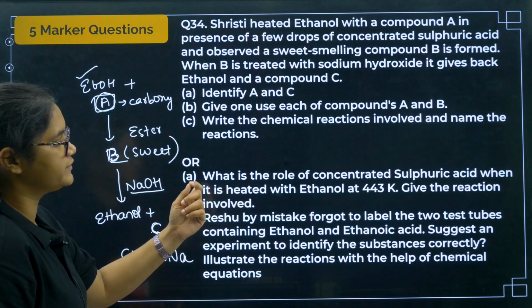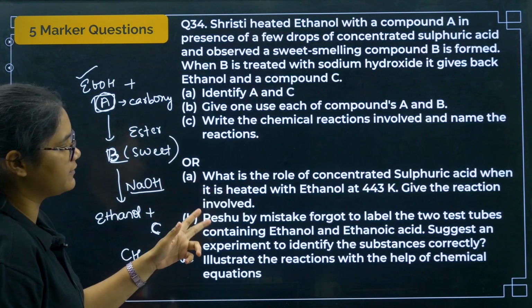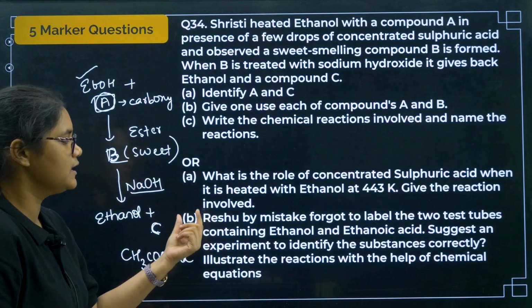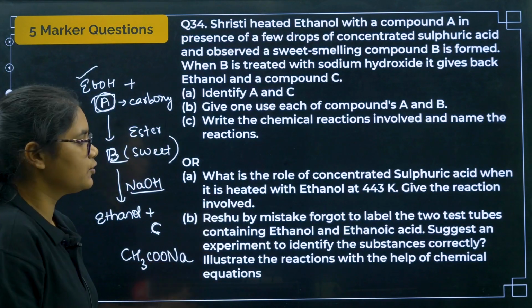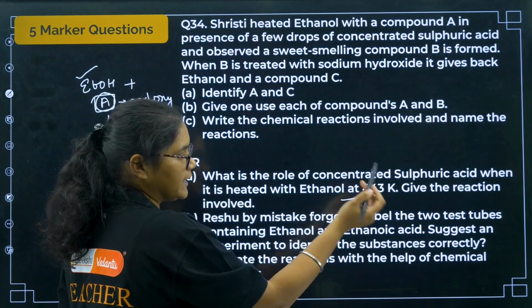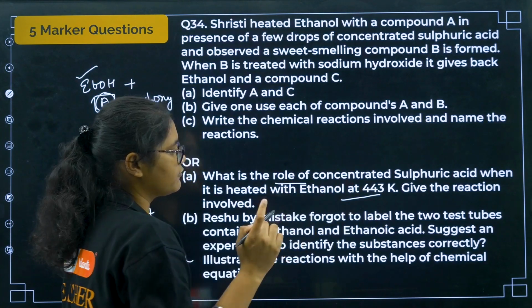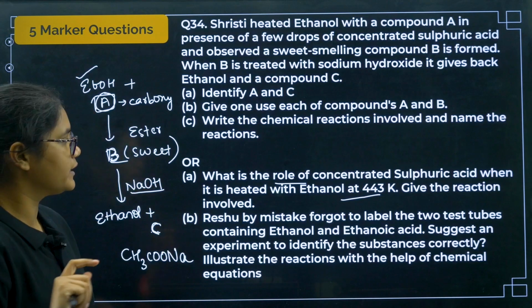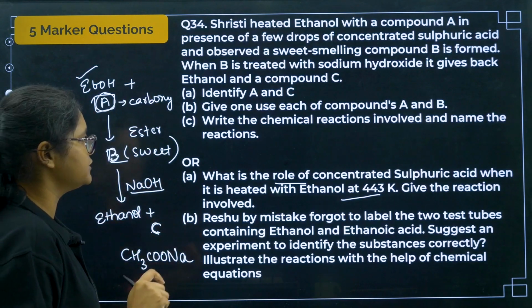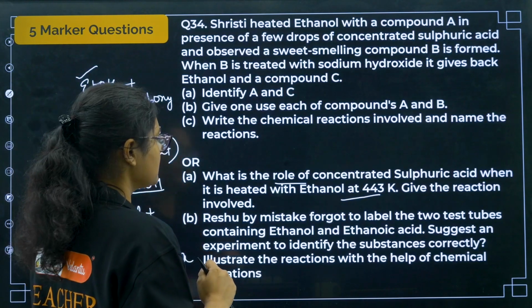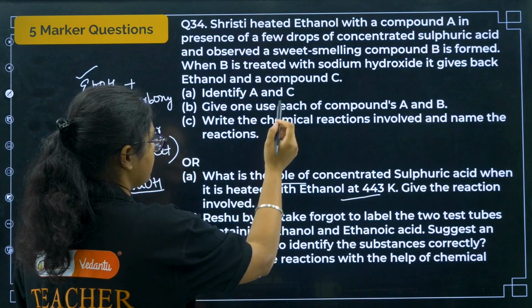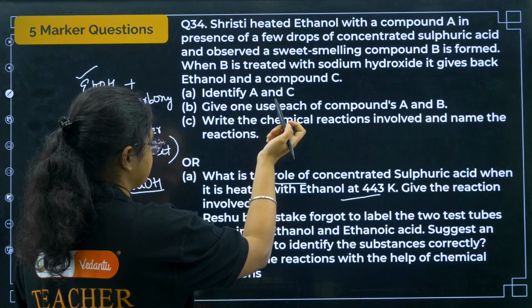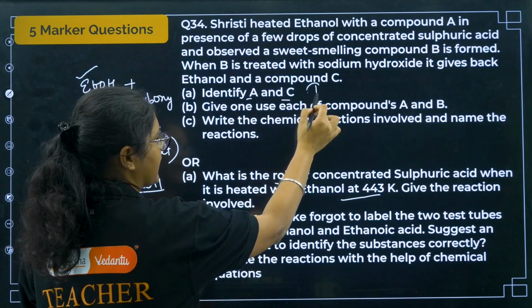Next, what is the role of concentrated sulfuric acid when it is heated with ethanol at 443 Kelvin? Give the reaction involved. So this is an elimination reaction, you will get ethene as a product, and what is the role of concentrated sulfuric acid? It is a dehydrating agent. Okay, let me tell you the mark distribution here first. See, here if you write it, I can say half and half mark, this one will carry 1 mark.